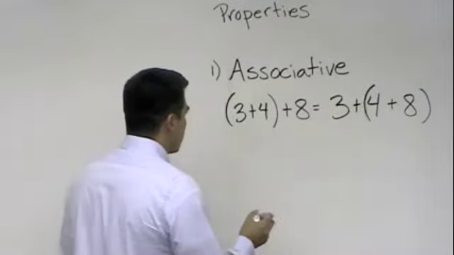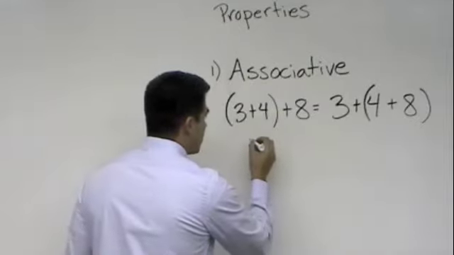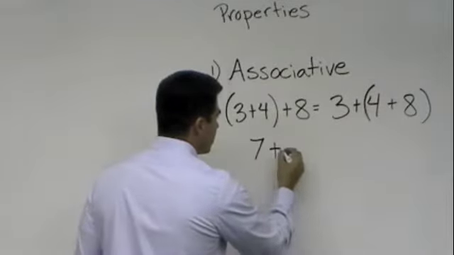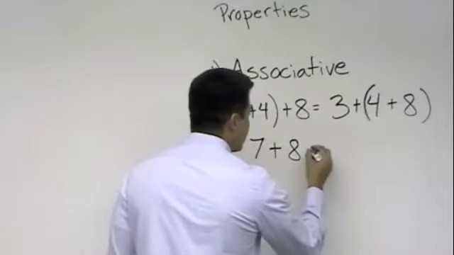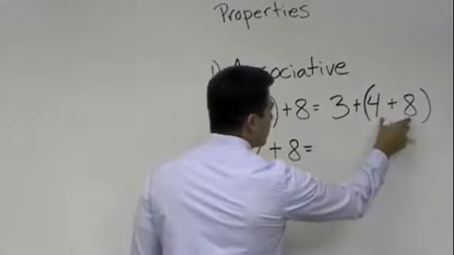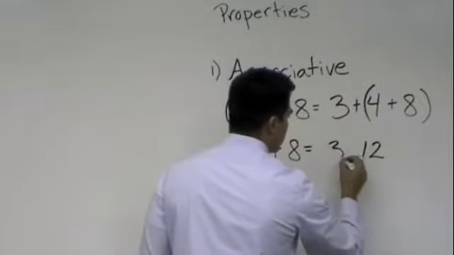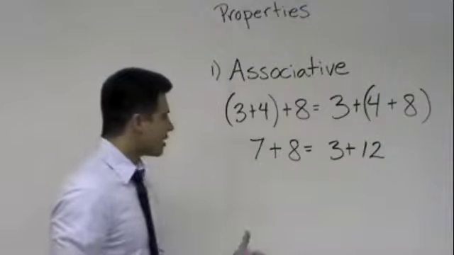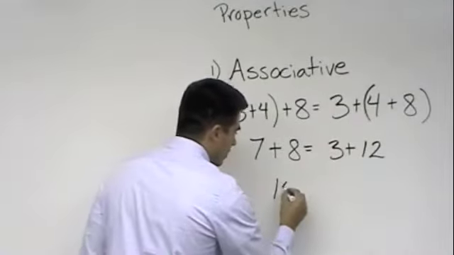That's great. So we do parentheses first, guys, remember. So that would be 7 plus 8, because 3 plus 4 is 7. And then we do parentheses on this side, and 4 plus 8 is 12. And we're going to go ahead and rewrite our work. So what's 7 plus 8? 15.